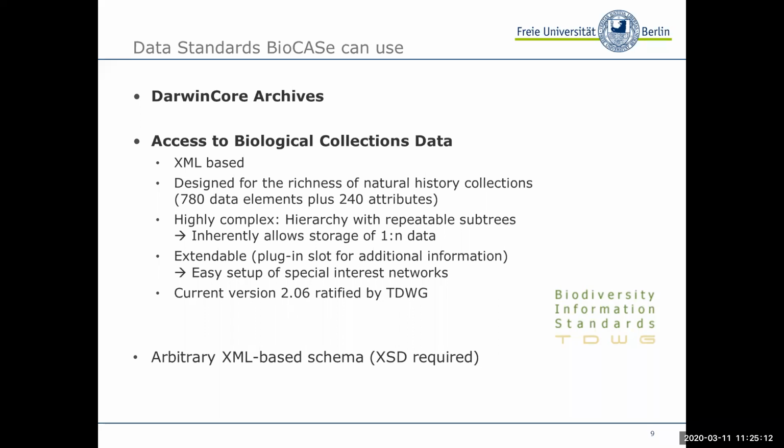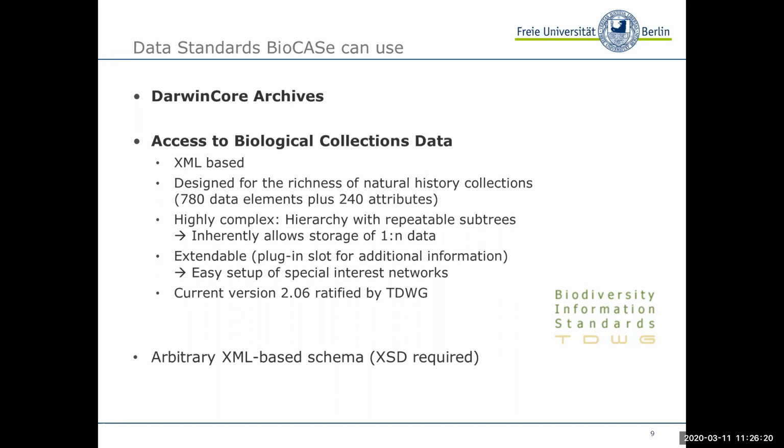ABCD has a lot of data items, but still we're aware that there might be very special collections and requirements for data networks that haven't been foreseen when ABCD was created. So ABCD has some extension slot, as we call it. This is an element where you can plug in any additional XML data schema. So it can be compared to a Darwin Core extension, except that Darwin Core extensions must be supported by the IPT, and with BioCASe, it's a bit more of a custom-made thing. So you can create your own extension schema with XSD, and you can very easily plug it into your BioCASe installation without having to modify the software itself.